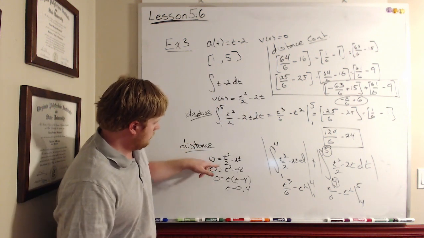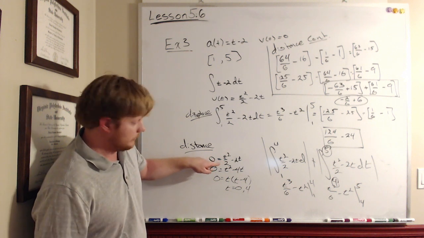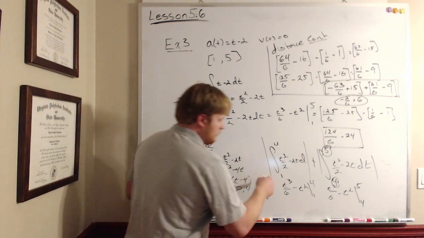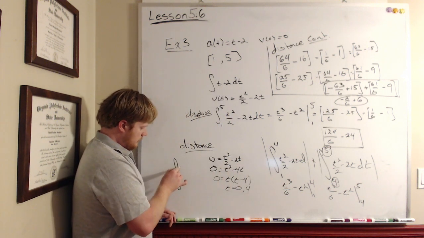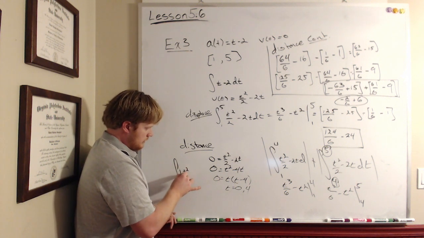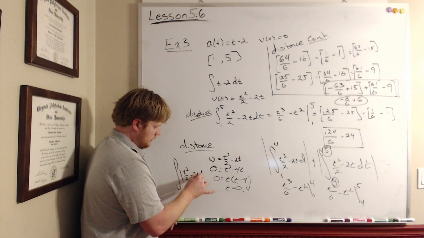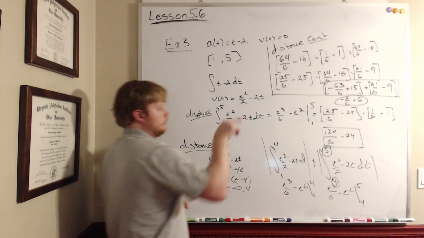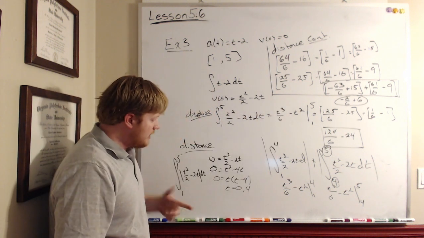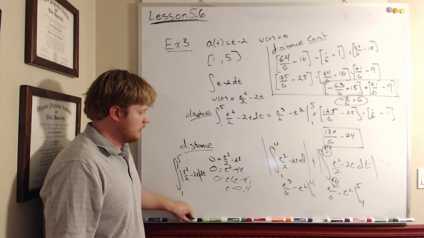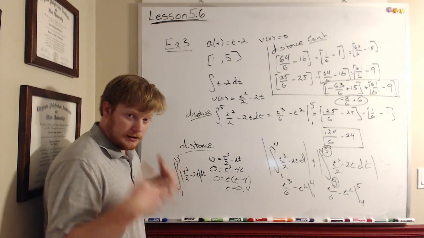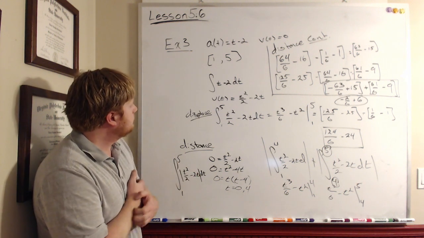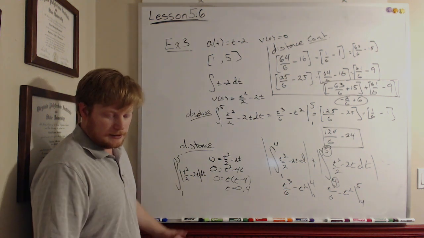Now, if I had a calculator, knowing that this crossed the x-axis at 4 would allow me to just type in the integral of the absolute value of t squared over 2 minus 2t dt from 1 to 5, and that will give me the same answer. But without a calculator, I have to check for where the velocity crosses the x-axis, because I want to take into account that I might get negative area, which in this context represents negative distance. In doing total distance, I want to add positive distance.